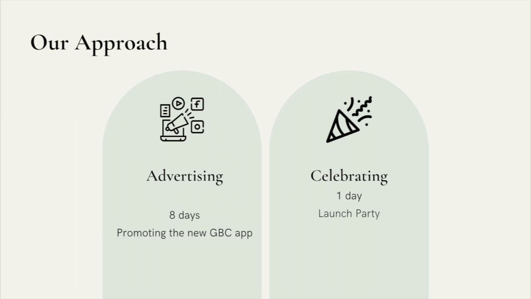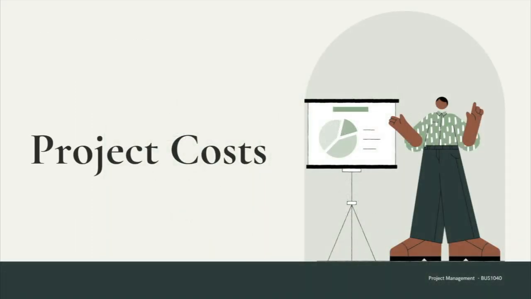The advertising phase will take 8 days to complete and will focus on promoting the new George Brown College app to students, faculty, and staff through various forms of media such as social media posts and posting flyers around the campuses. Finally, the celebration phase of our project will take 1 day to complete and involves hosting a launch party to reflect on the success of our team in creating an updated and impressive app.